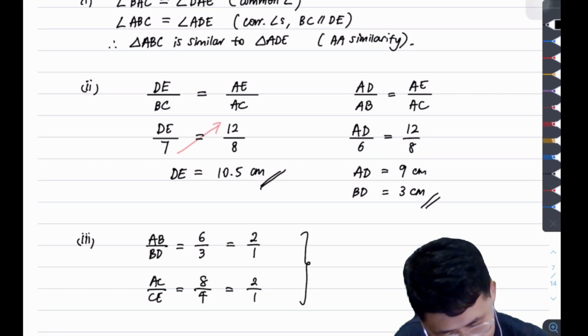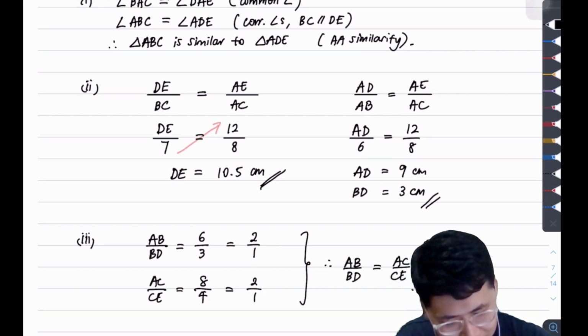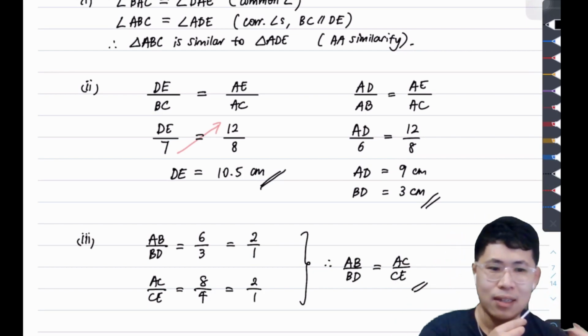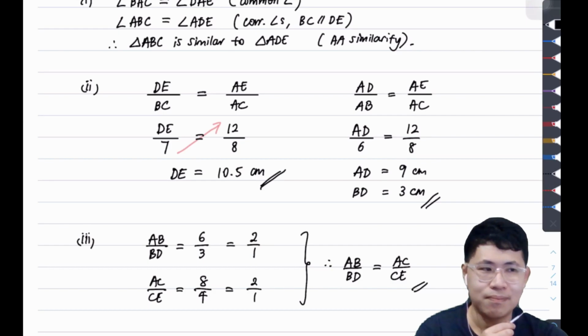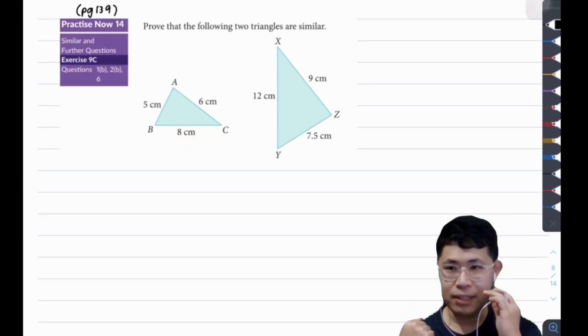Okay, so the conclusion is that AB over BD will be equal to AC over CE. So these two ratios of corresponding sides are going to be equal. Okay, let's move on with the next kind of proof for similarity.